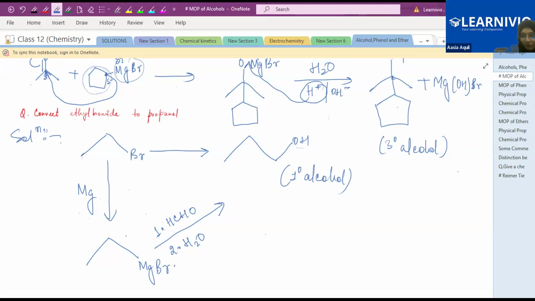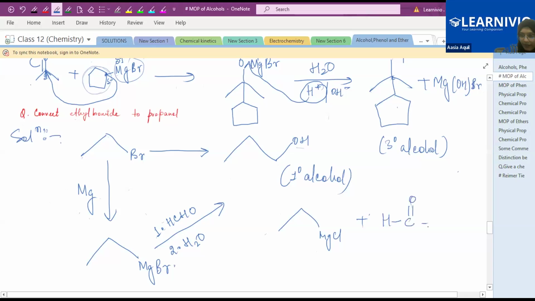So this is a Grignard. If you know the mechanism, this is a Grignard reagent, MgCl, plus you are just using the HCHO. Okay, and just a second. Let me draw the formaldehyde like this. Just follow the same mechanism.